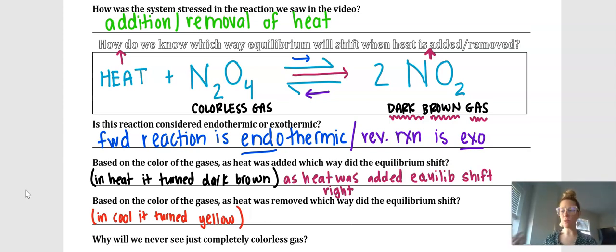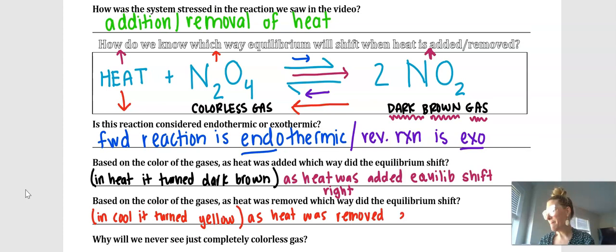Or think of it this way. If I remove heat, like we talked about with concentration, if I remove something, I'm going to shift toward that to try to create more of what I've removed. So if I remove heat, I'm going to shift toward the heat. As a result, I increase the amount of the colorless gas that I have in my system. So as heat was removed, equilibrium shifted left, again to produce more heat because we do require that energy in our system.